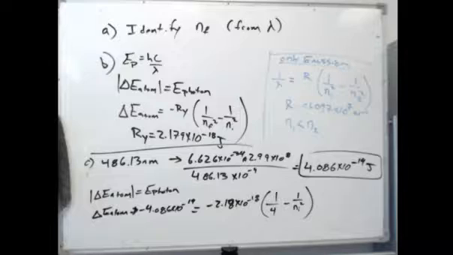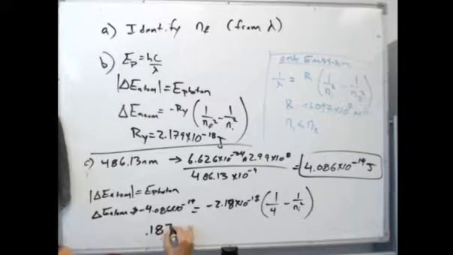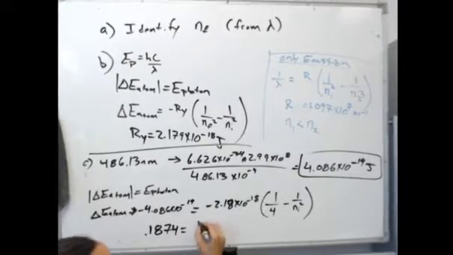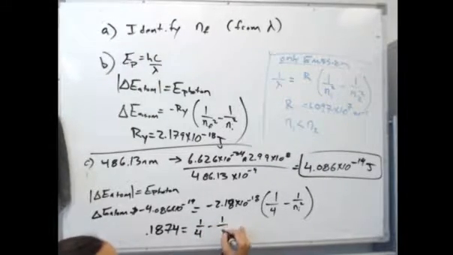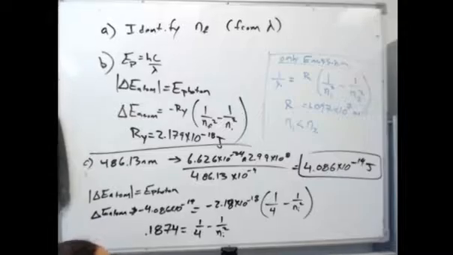Why can't I do that in my head? 0.2? Yeah, I got point 187. Let's get the actual number, the 0.187. 0.1874 is equal to 1/4 minus 1 over n initial squared.